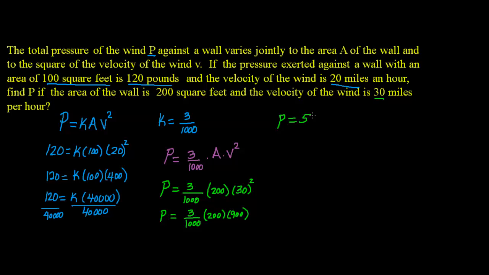If I multiply all the numerators, 3 times 200 times 900, you will get 540,000, that's 5, 4, and 4 zeros, 1, 2, 3, 4. And then you multiply the denominators, which is 1,000 times 1 times 1, you get 1,000. And then you can cancel out 3 of these zeros with these 3 zeros, and you get 540 over 1, which is 540 pounds. And there you have the answer to this question.